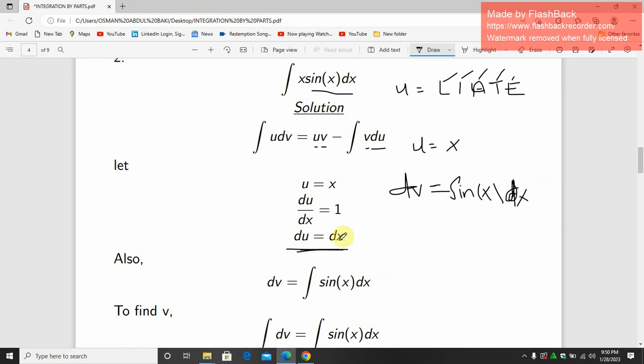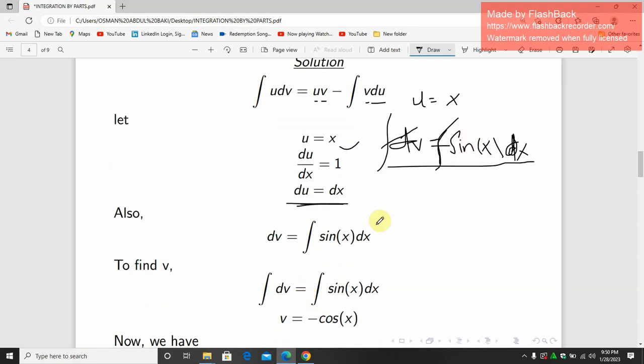Now we have already found our du, and we have already found our u. It's left with v. How do you find v? We already made the statement that dv is equal to sine x dx. Then you apply your integral sign where you want to find v as the subject. So this integral will cancel the d, and it will be left with v.